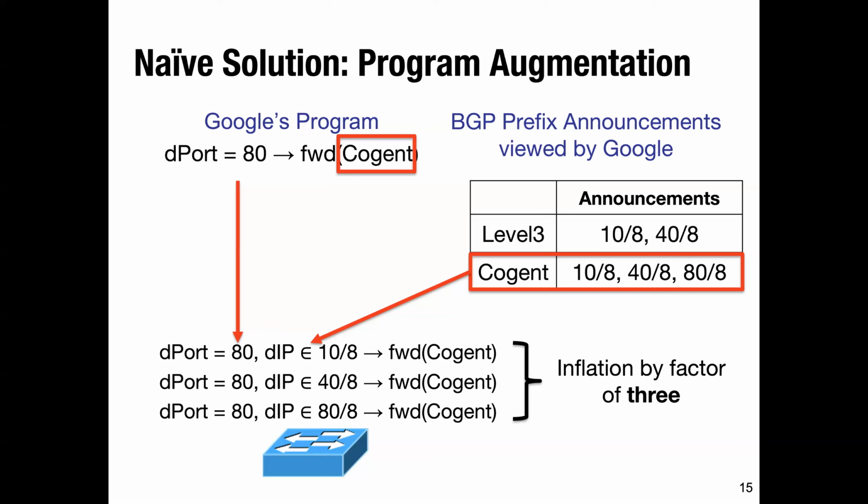Just to give you a sense that I am using this as a very toy example, Cogent technically will be announcing hundreds of thousands of prefixes, right? So if there are a lot of policies at the exchange point or at the SDX which are forwarding traffic to Cogent, then we are talking about a huge inflation factor, which will be unsustainable if we go with this approach, right?